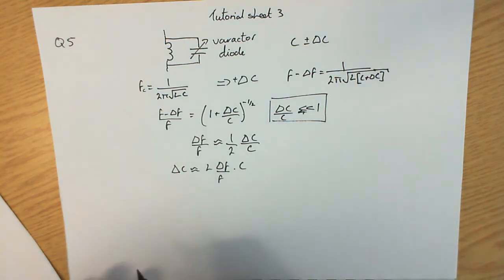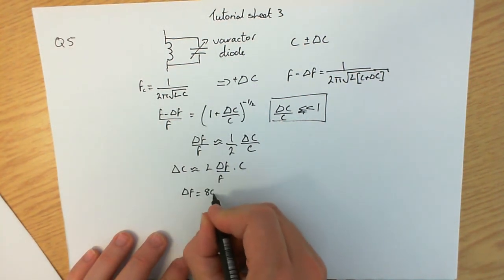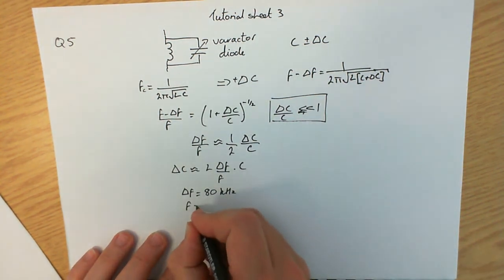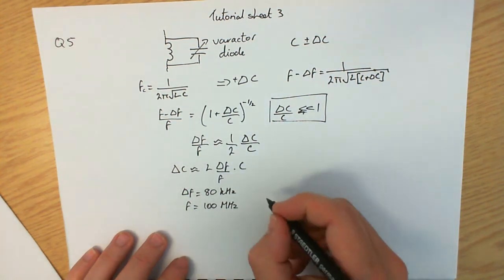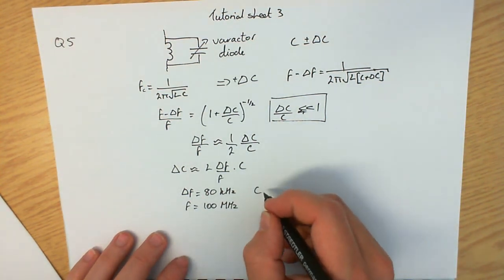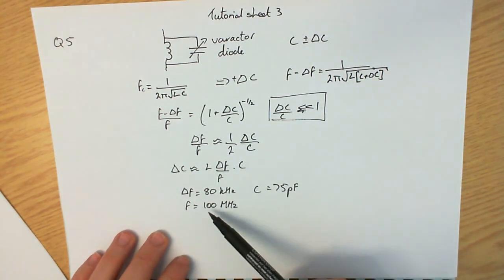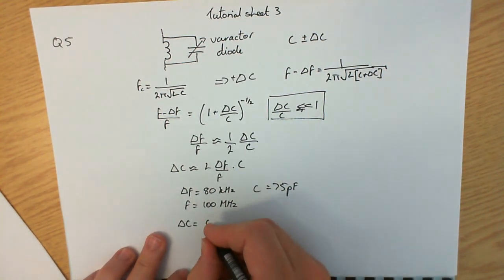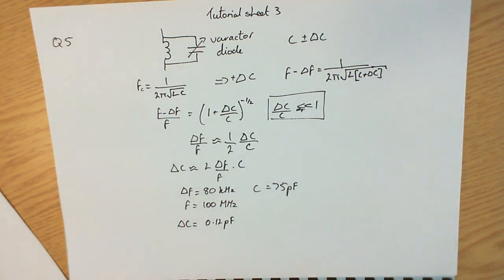Now we're given in the question that delta F is equal to 80 kilohertz. Our center frequency F is 100 megahertz, and our central capacitance is equal to 75 picofarads. So placing these three elements into that equation, we get delta C is equal to 0.12 picofarads, which is the answer that we want.